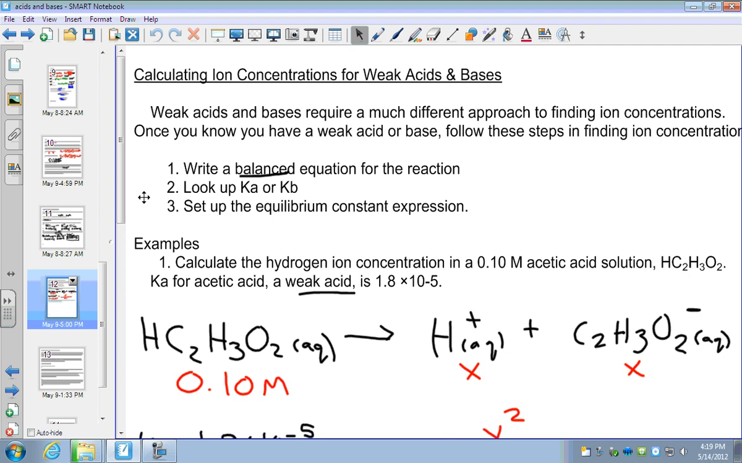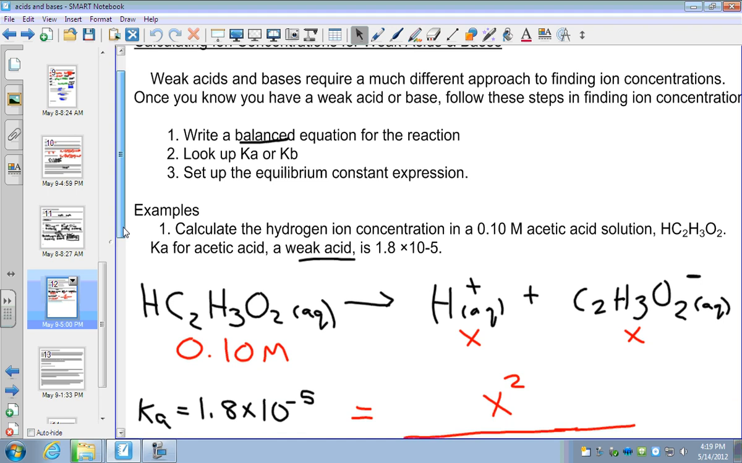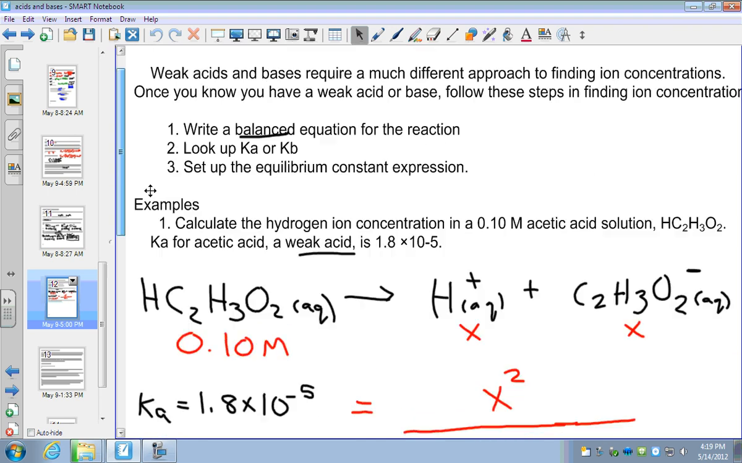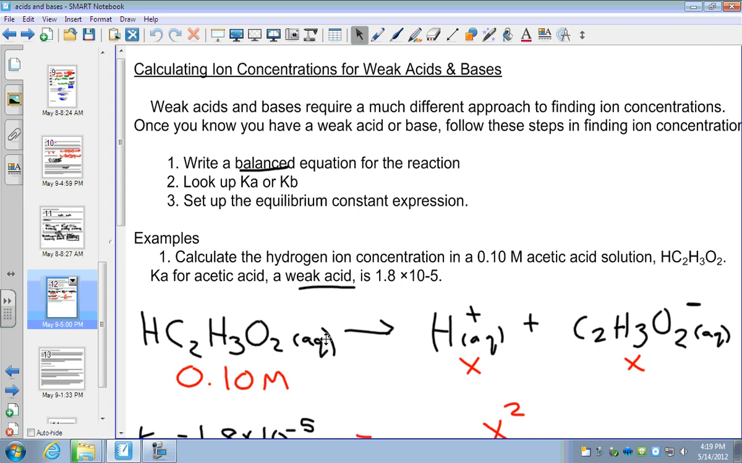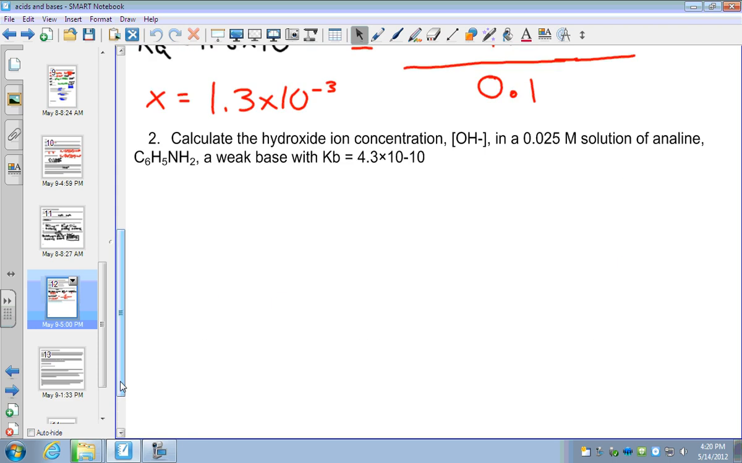And there are these three steps that we're always going to follow. Write the balanced equation. We're going to look up Ka or Kb, and that's found in your table 13. And then we're going to set up the equilibrium constant expression. Remember again that a weak base or weak acid means that not everything is ionized. In a strong acid, you put HCl in, you get a bunch of H ions and a bunch of Cl ions. In a weak acid, only a little bit of it actually ionizes and changes into ions. So we finished this first example, and now we are going to work on example 2.